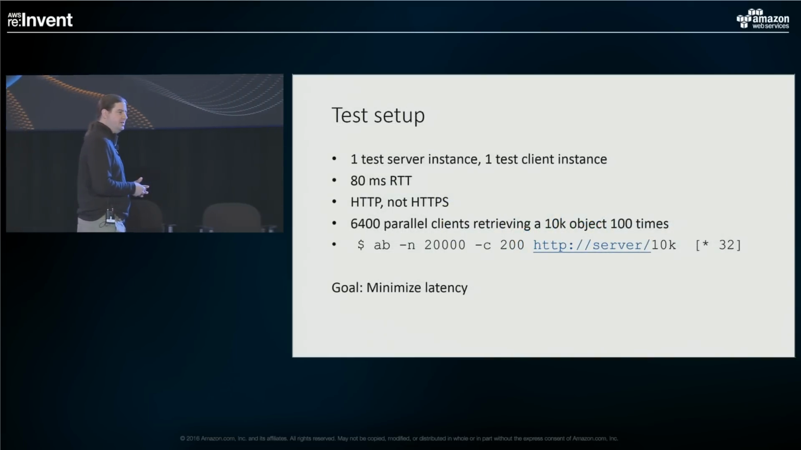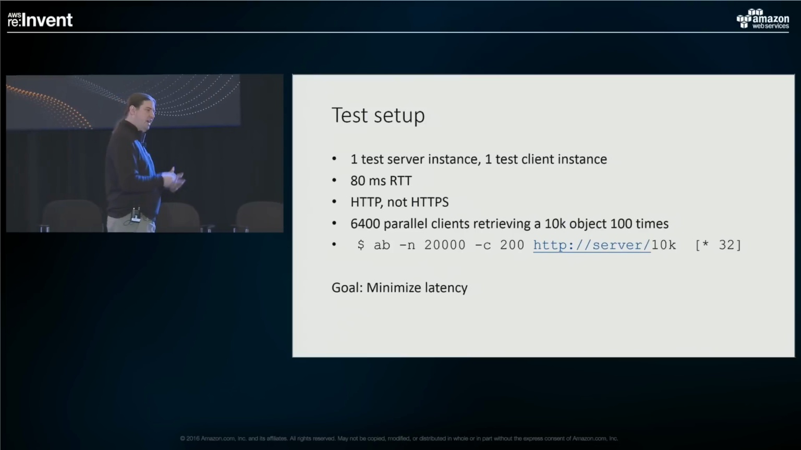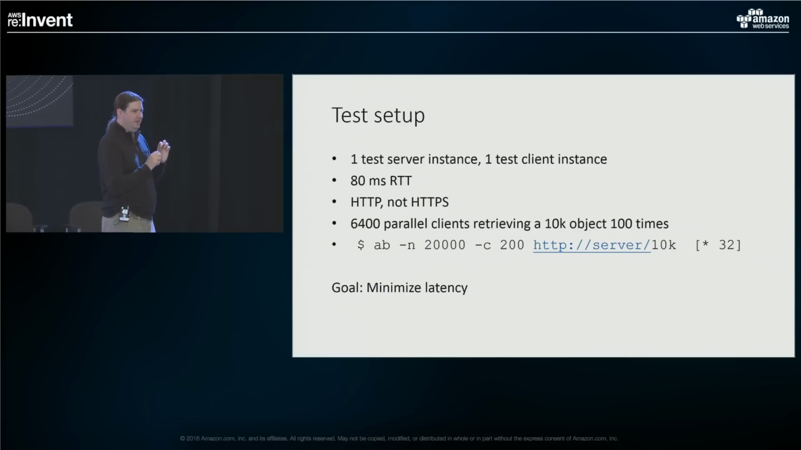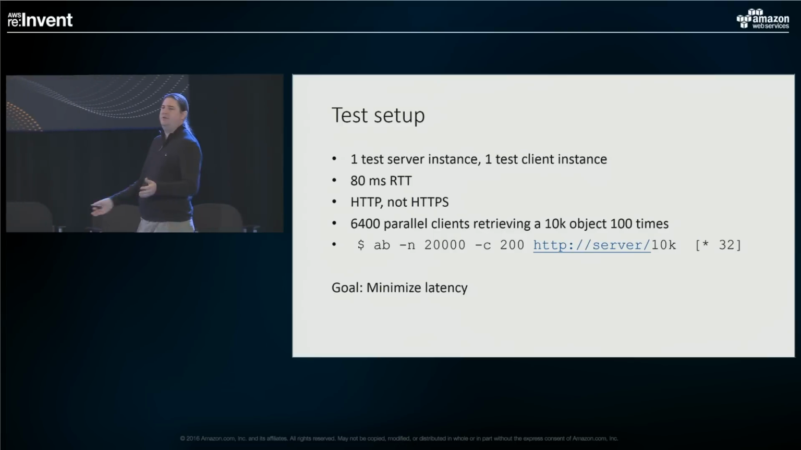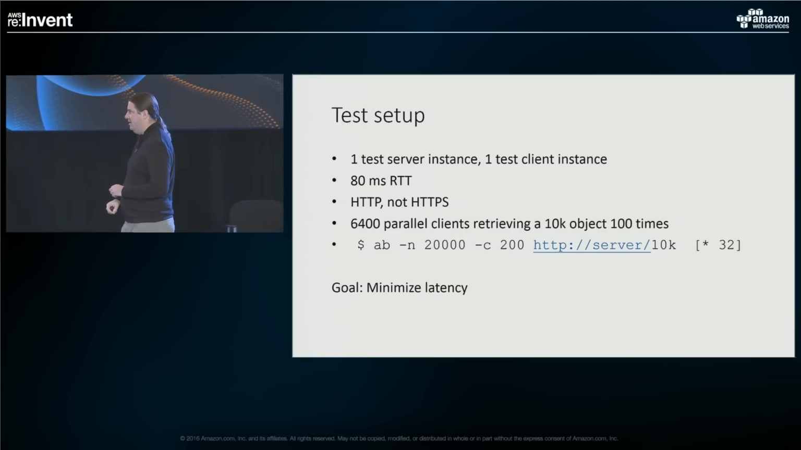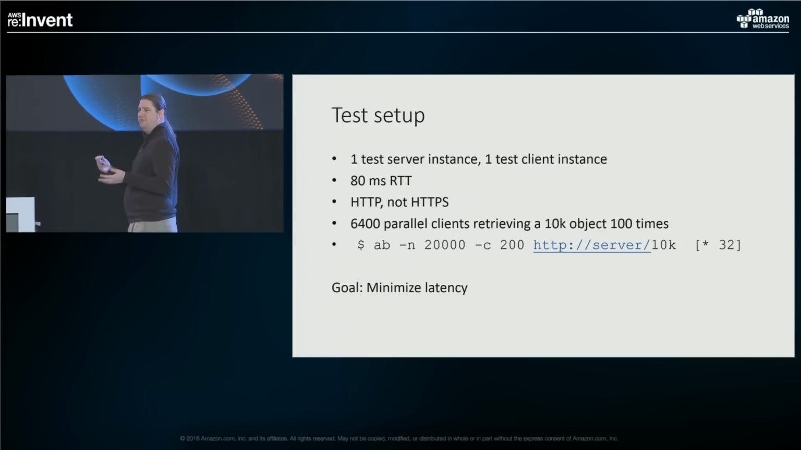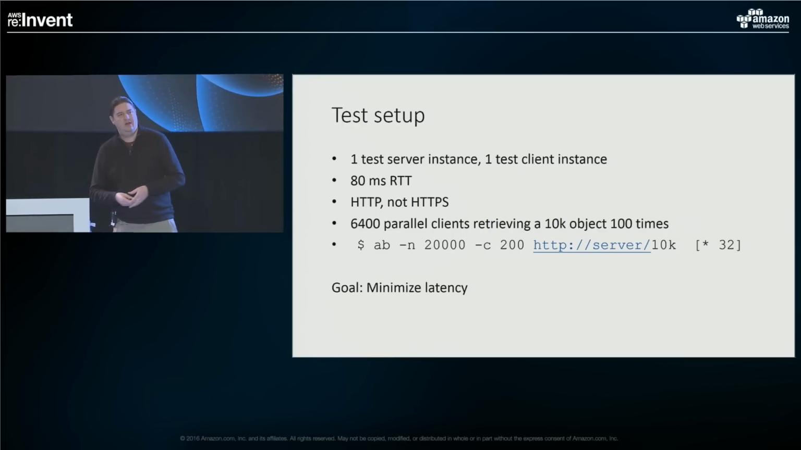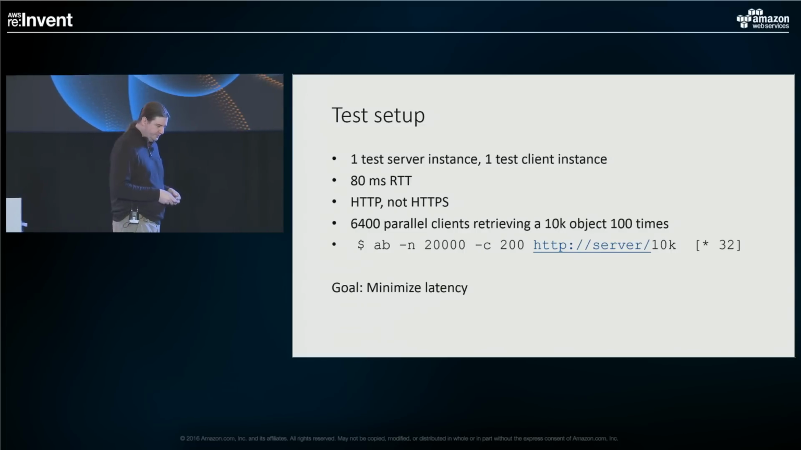This is the one test where I'm actually going to use HTTP, just to remove a variable and really focus in on this problem, because it's going to come down to exactly how many packets I'm transferring. But I'm going to have a huge number of concurrent connections. So 6,400 concurrent clients all trying to grab a 10K file all at once. And we're back to our normal 80 millisecond link between these instances.